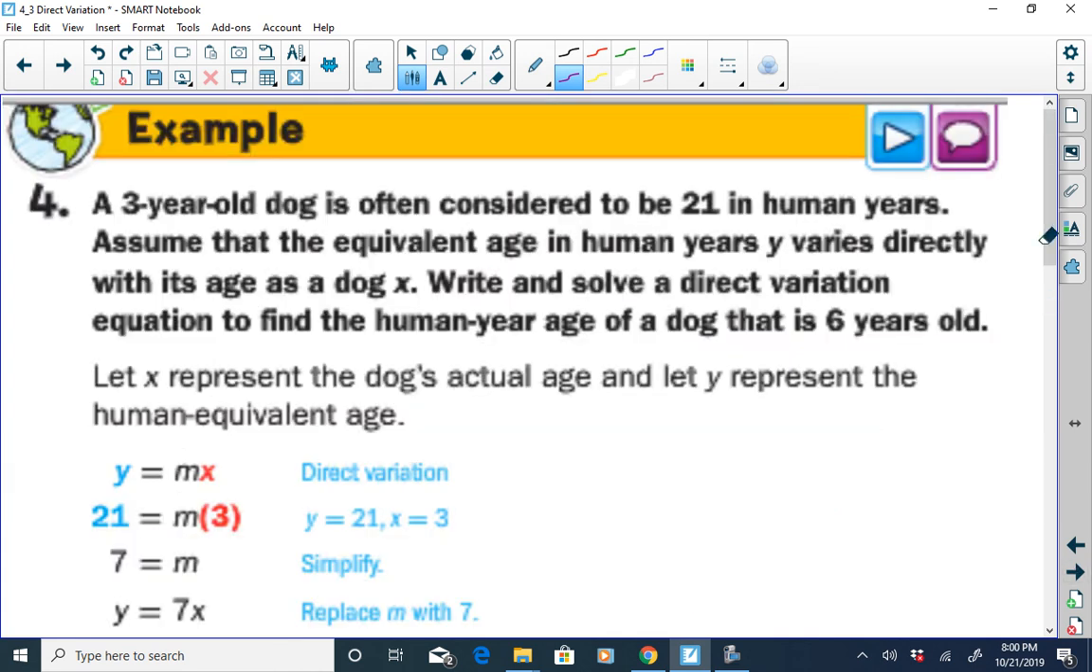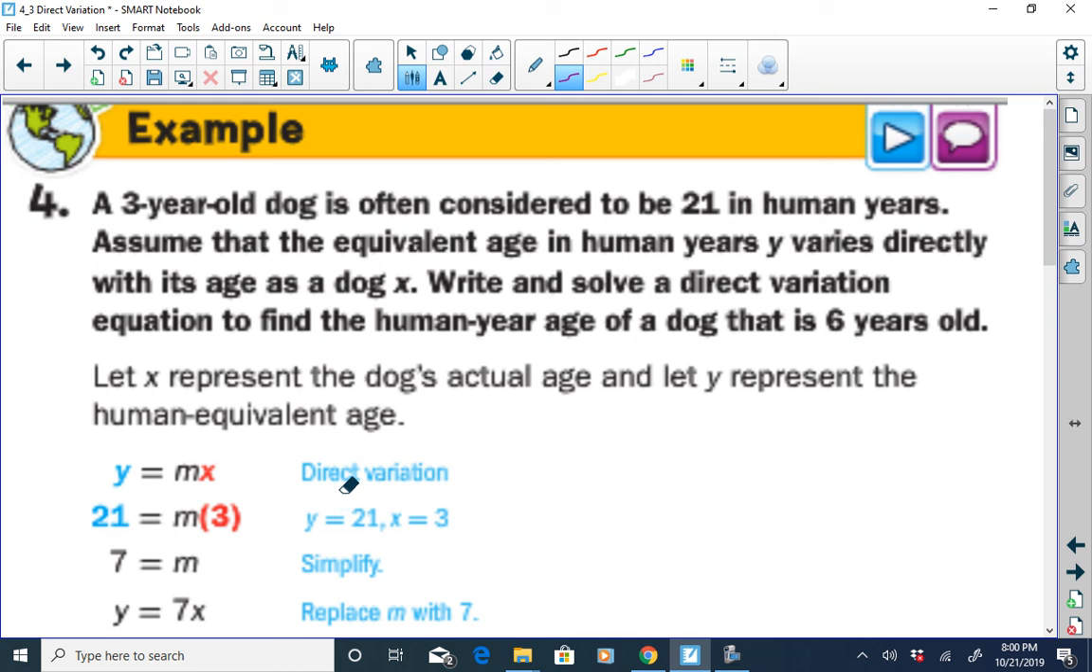All right, another example. A 3-year-old dog is often considered to be 21 in human years. Assume that the equivalent age in human years varies directly with its age as a dog. Write and solve a direct variation equation to find the human year age of a dog that's 6 years old.